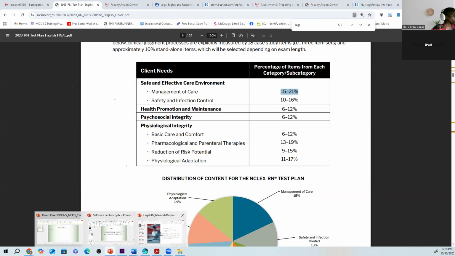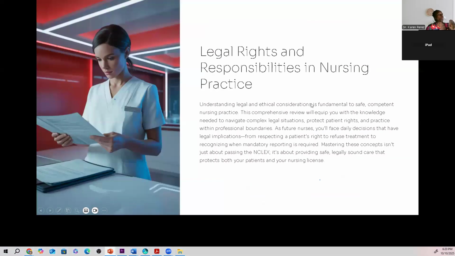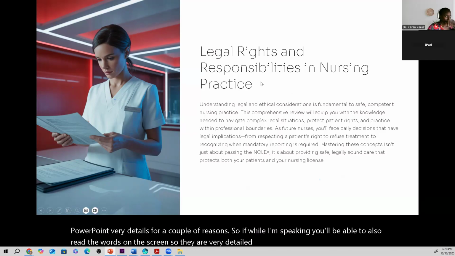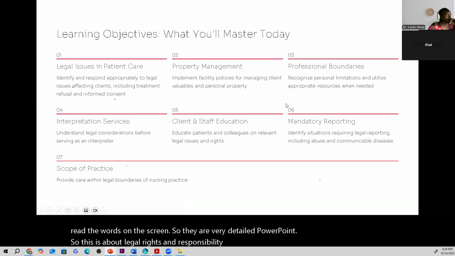Okay, so I'm going to touch some legal issues, and I made these PowerPoints very detailed for a couple of reasons. While I'm speaking, you'll be able to also read the words on the screen. So they're very detailed PowerPoints. Okay. So this is about legal rights and responsibility in nursing practice.